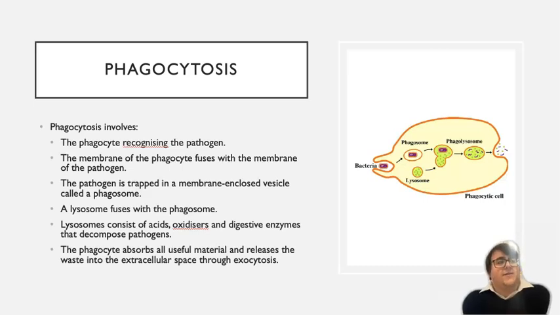A lysosome, remember that's just a vesicle containing digestive enzymes, will then fuse with the phagosome. Lysosomes contain not only digestive enzymes, but also acids and oxidizers, and release all of those chemicals, and they will digest or decompose the pathogen. Then the phagocyte will absorb all useful material, releasing the waste back out into the extracellular environment through exocytosis.